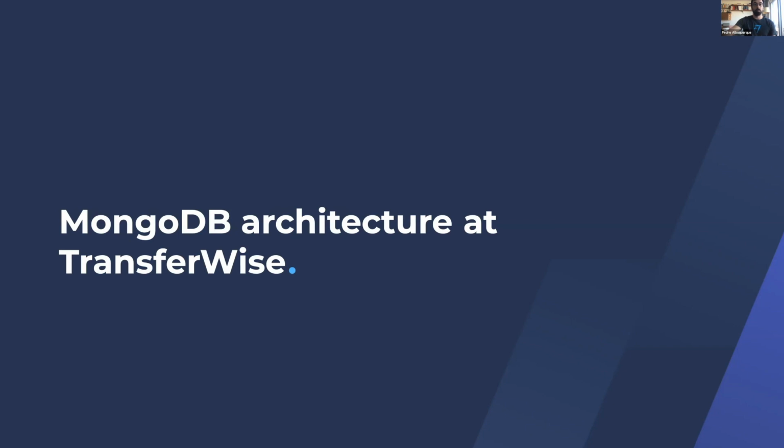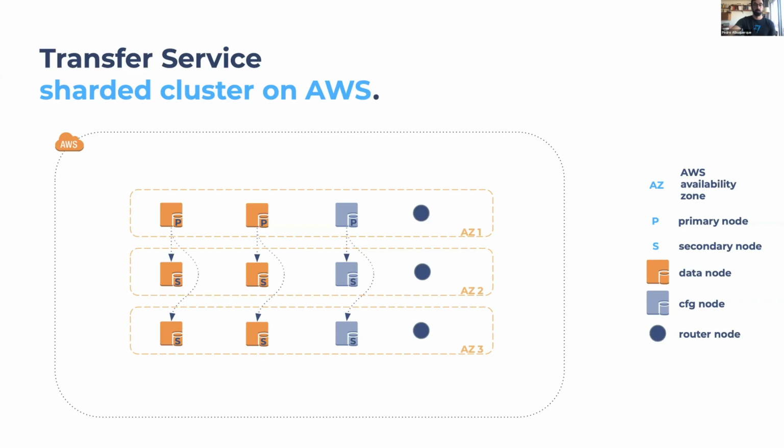Let's look at how we deploy MongoDB at TransferWise. This is the example of the transfer service audit logs current deployment. We deployed every component of the MongoDB sharded cluster across 3 different availability zones to minimize the effects of unavailability. We also use Percona Server for MongoDB 4.2, and we also automated this deployment using a combination of Terraform and Ansible.